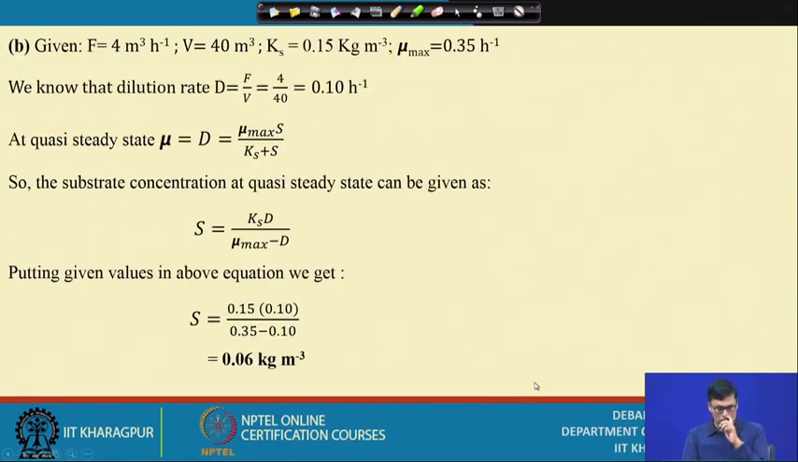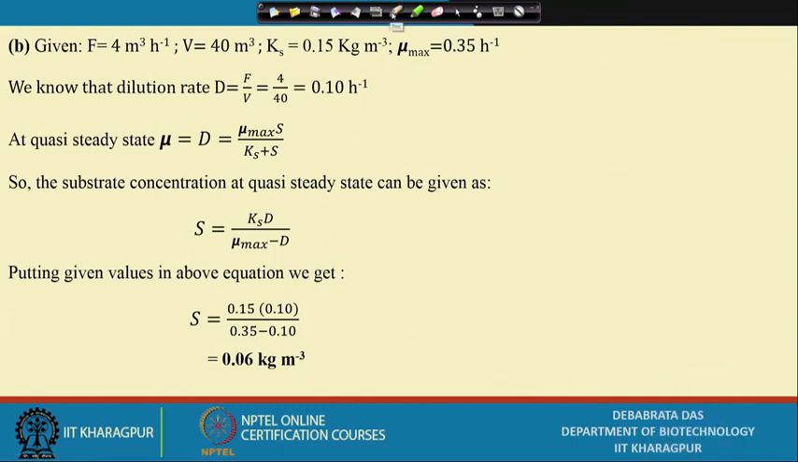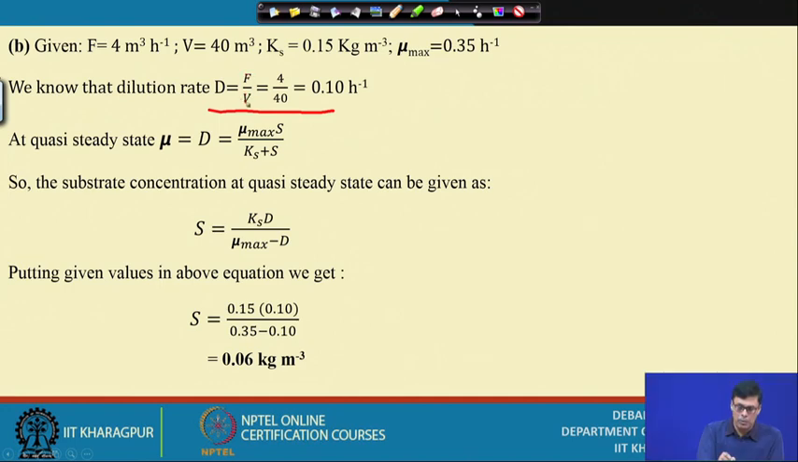Now, in the next part, we can find out the dilution rate. Dilution rate is nothing but flow rate divided by volume. This is 0.1 per hour, and mu equals D under quasi steady state condition. And then the S value is this. We can put the different values in this equation, then we can find out the steady state substrate concentration.